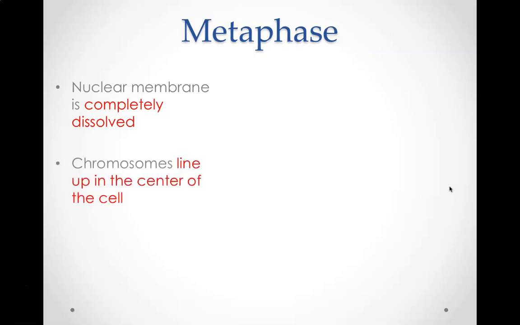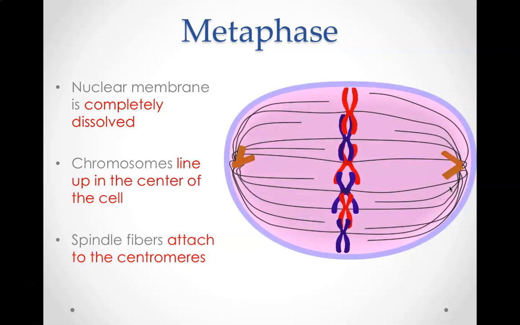Next is metaphase. So in metaphase, there's no more nuclear membrane, it's completely dissolved, and chromosomes are lining up in the center of the cell. And this is where the spindle fibers will attach to the centromeres. So something that I like to remember this stage by is M for metaphase, M for middle. The chromosomes are lined up in the middle of the cell, so I kind of think about it that way.